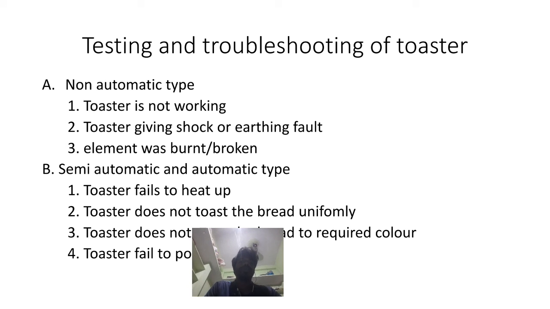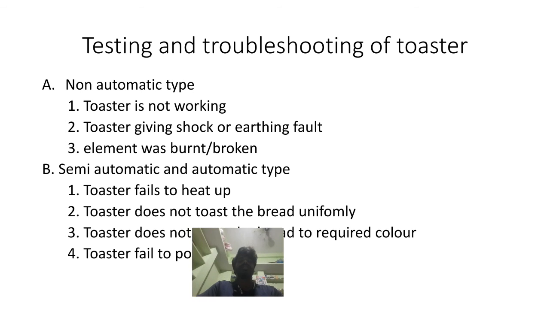Toaster fails to heat up. It may be due to open circuit or short circuit in the toaster, cord or its attachments: plug top, cord, toaster connecting wire, carriage lever switch, thermostat switching, heating element contacts. If any contact is found unclean, clean them, locate the fault and rectify.